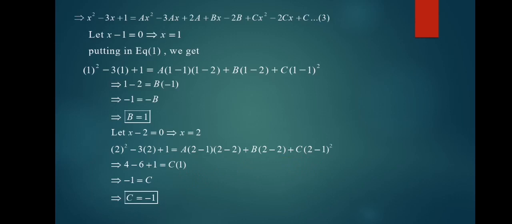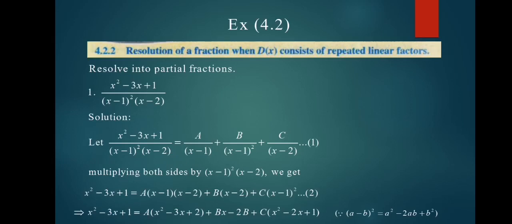Now initially we were having the 3 unknowns. By using the zeros method and putting the values in equation number 2, we just found the value of the 2 unknowns out of the 3. The one is left to be determined. So we could apply the zeros method only to the factors which were non-repeated, that is x minus 1 and x minus 2, and we found the 2 constants out of the 3 by using the zeros method.